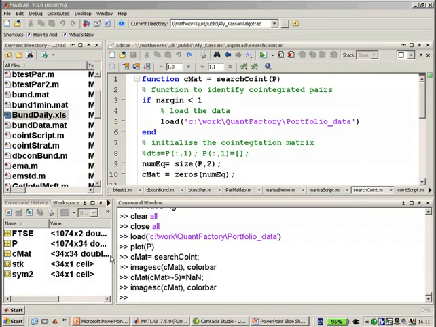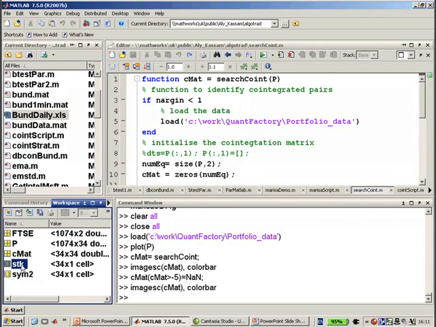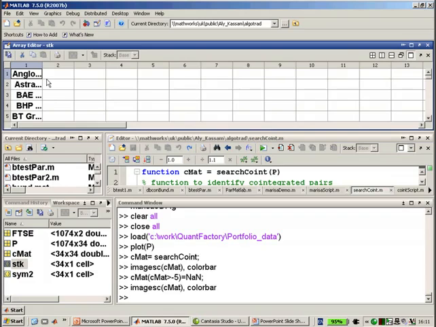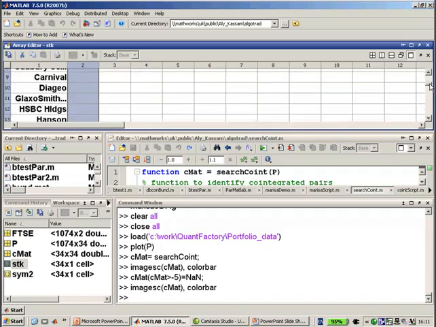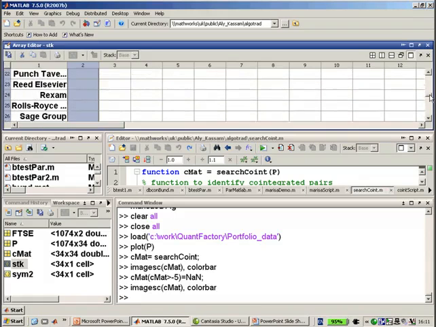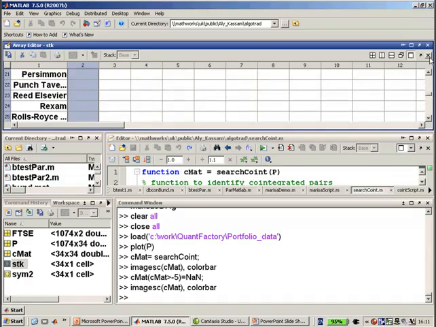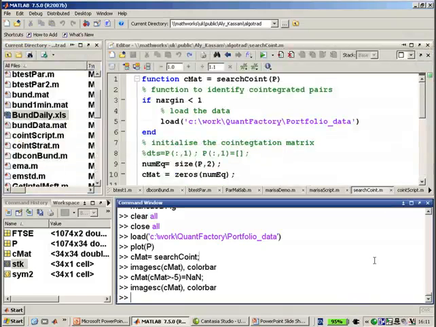If we want to see what they are, we can have a look at the stocks. And 9 against 23 gives me sometimes surprising results, I must say. So Carnival against Reed Elsevier. Let's have a look at them. Nine and 23.